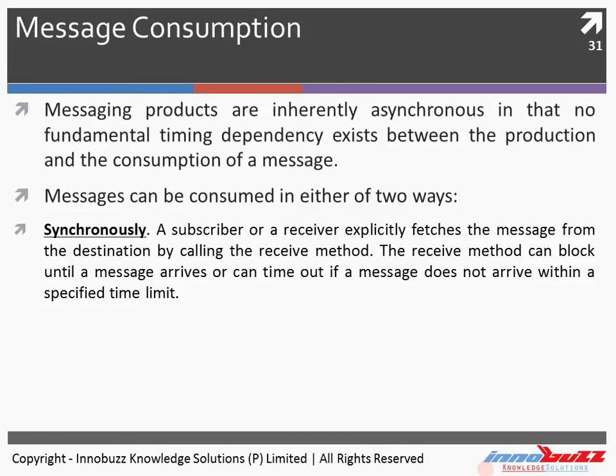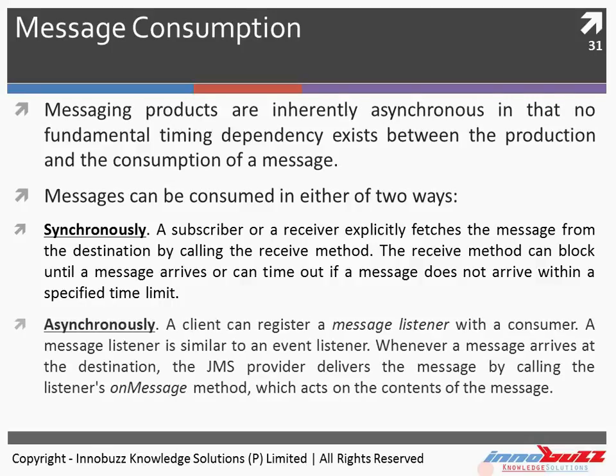This is all about synchronous message consumption, where the subscriber or receiver itself explicitly tries to fetch the message from the destination. And we know there is a receive method used for receiving the messages. The receive method can block. Blocking is a concept of synchronous, where it will block and give access for messages to arrive, and can time out if the message does not arrive within a specified time.